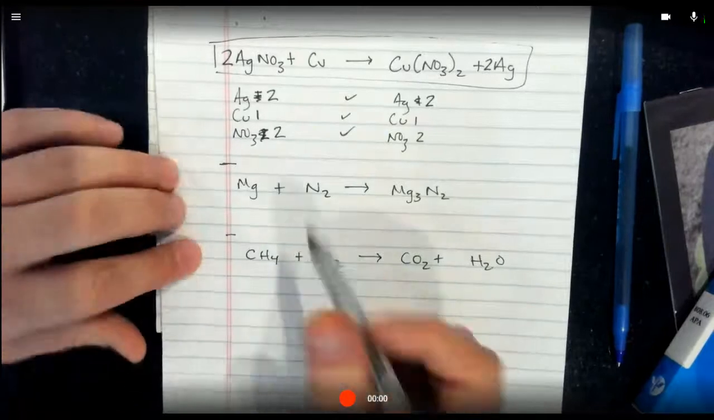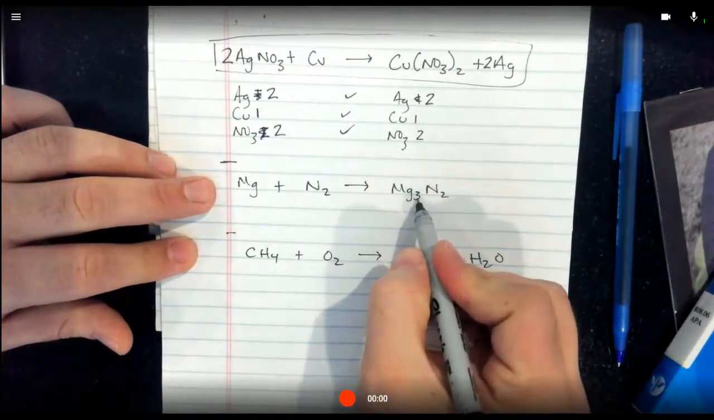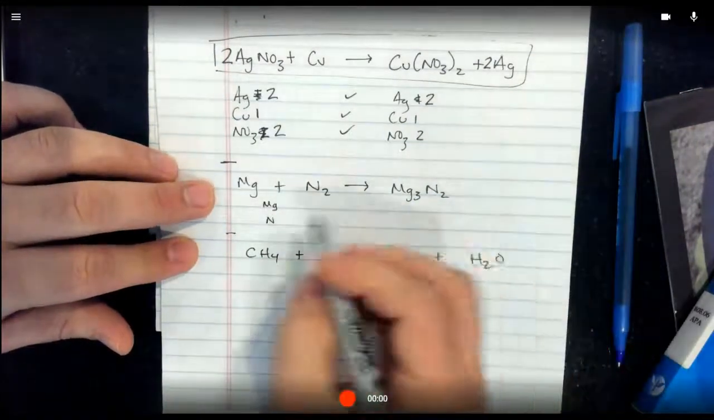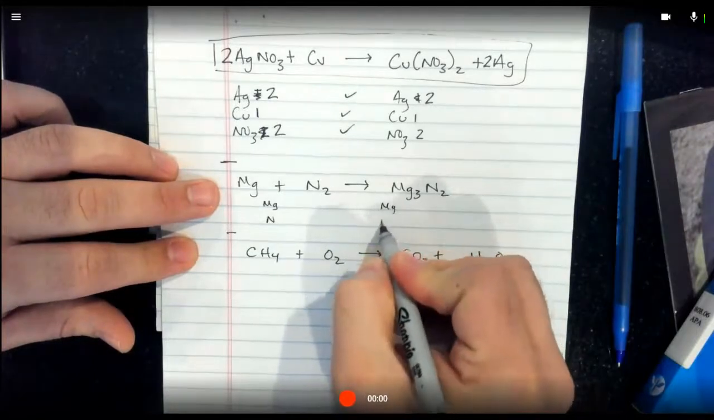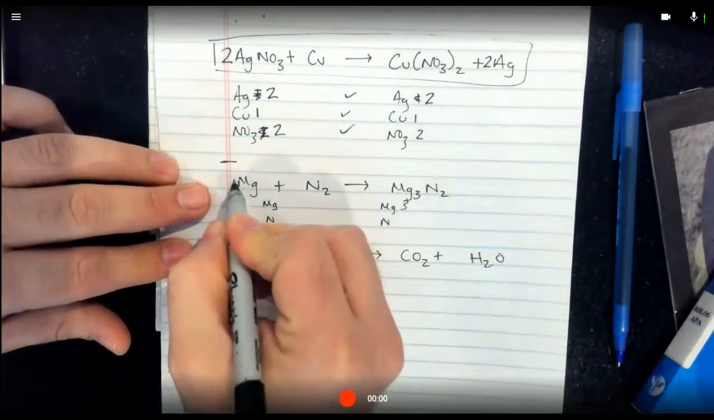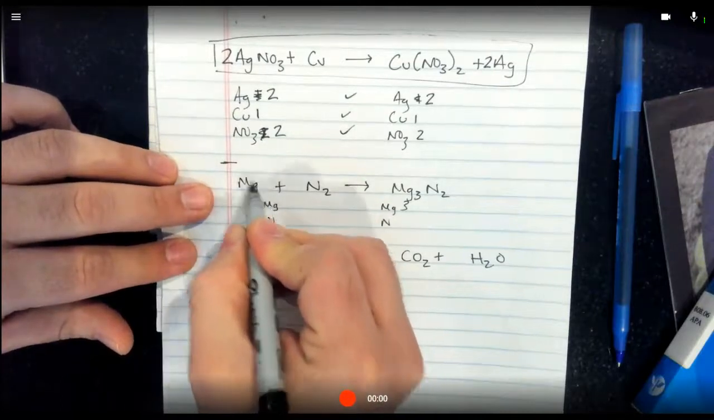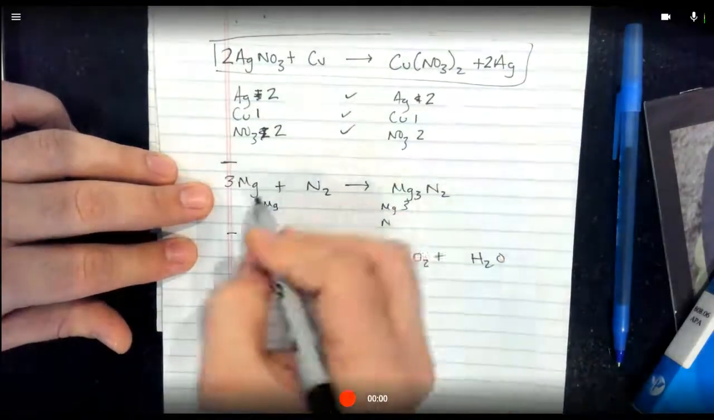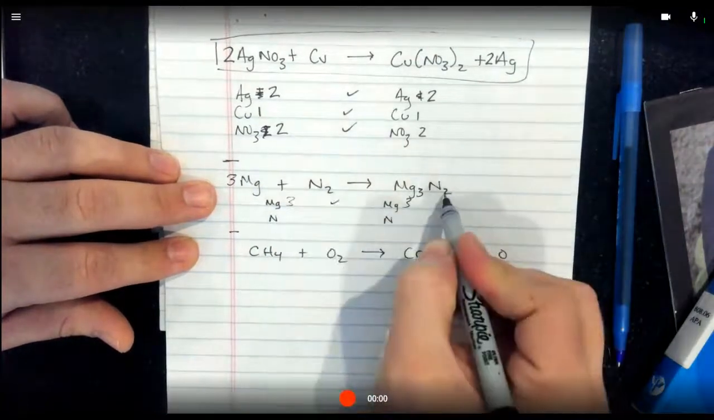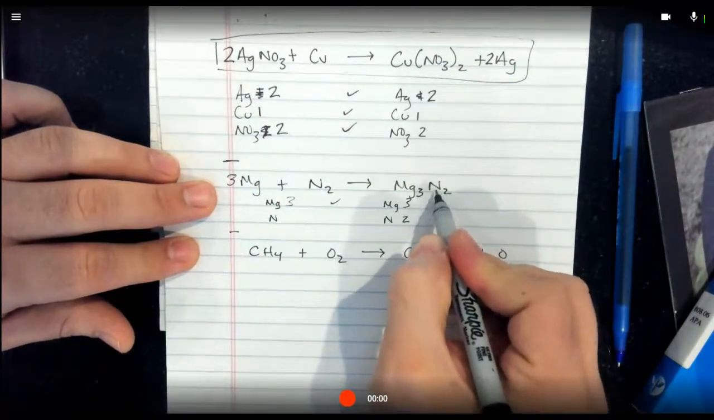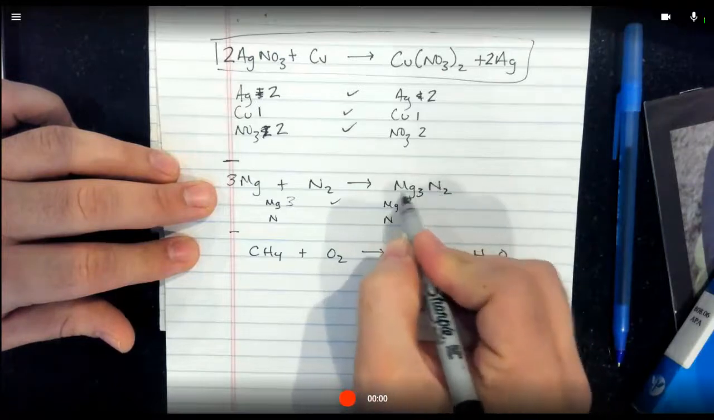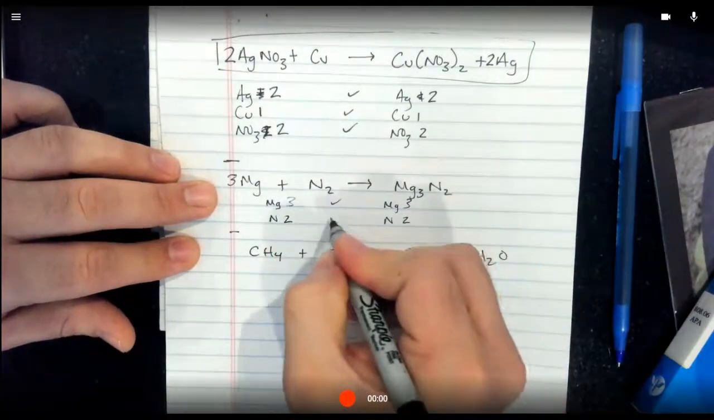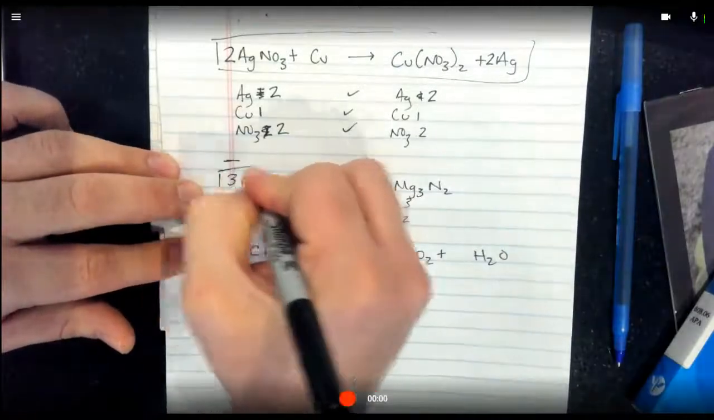So let's balance this first one here. We've got 3 magnesiums and 1 magnesium. So we have magnesium and nitrogen present. We have 3 magnesiums on the right side, so we need to change the coefficient. We cannot change any subscripts. We can change the coefficient, however. So we'll place a 3 in front of magnesium. Now we have 3 magnesiums on both sides. We have 2 nitrogens, because remember this 2 indicates how many nitrogen atoms we have within the chemical compound. And over here we have 2 nitrogen atoms as well.